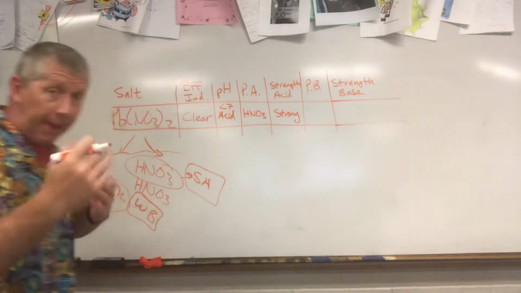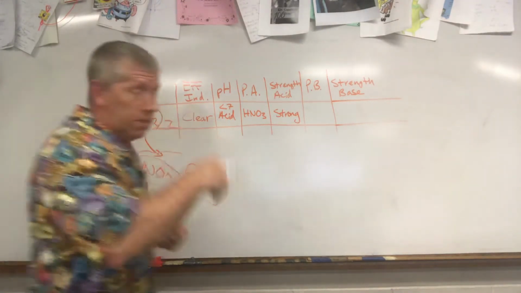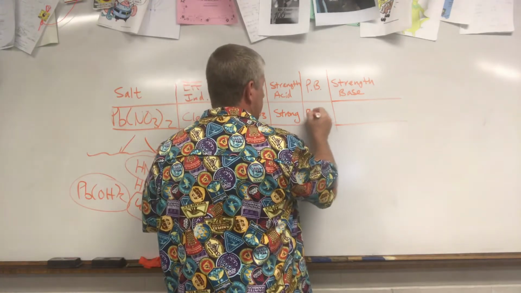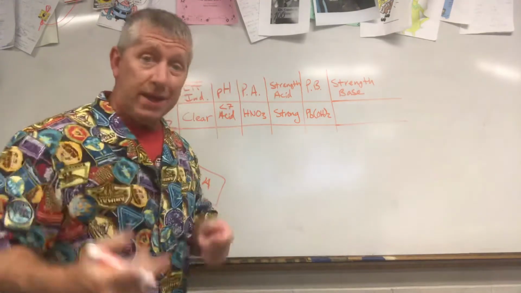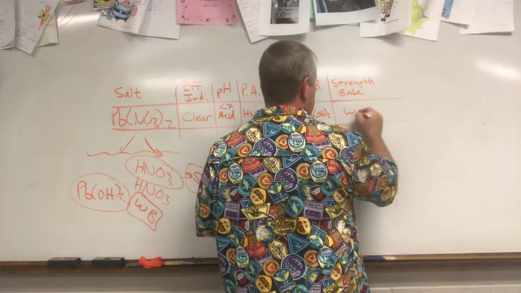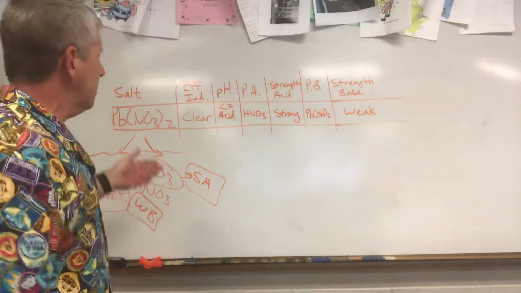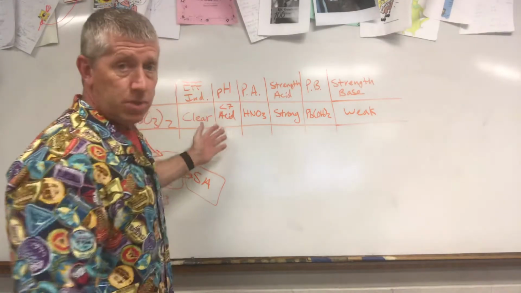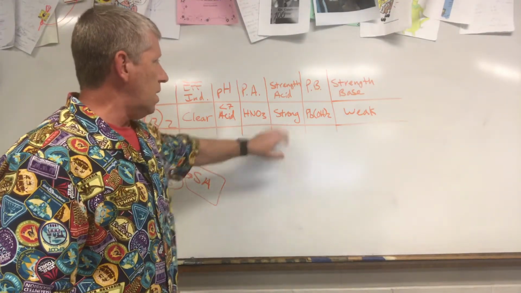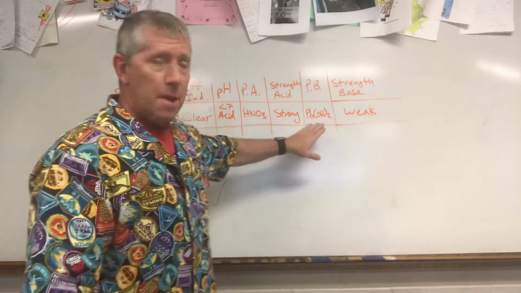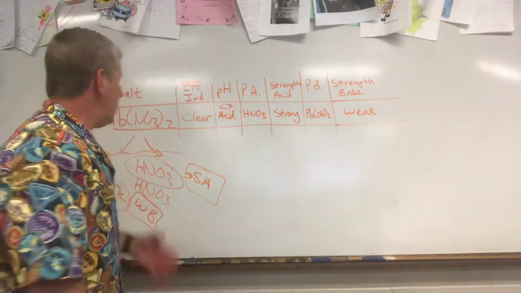The parent base, the base that's going to be potentially created here, would be lead hydroxide. So I write that in. Lead hydroxide. Strength of lead hydroxide? Weak. So these should make sense. If you have a pH that should be less than 7 because it's acidic, it's going to be clear. That's because the acid is strong and the base is weak. So we filled in the top line.